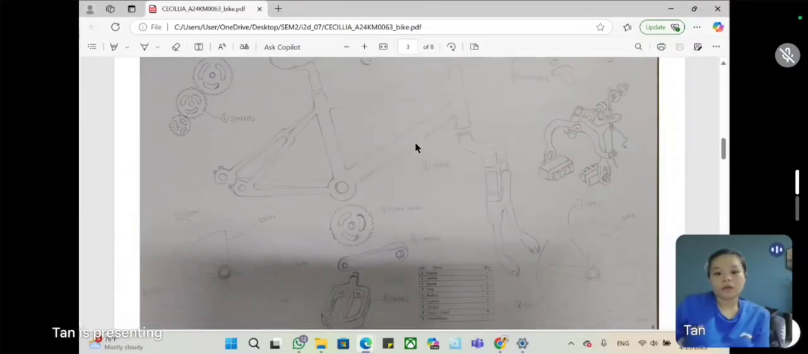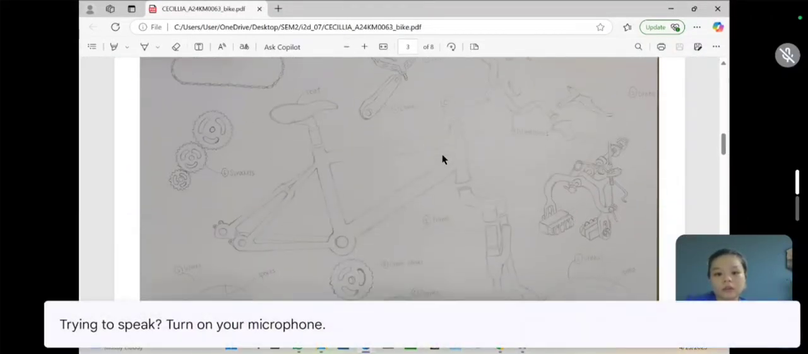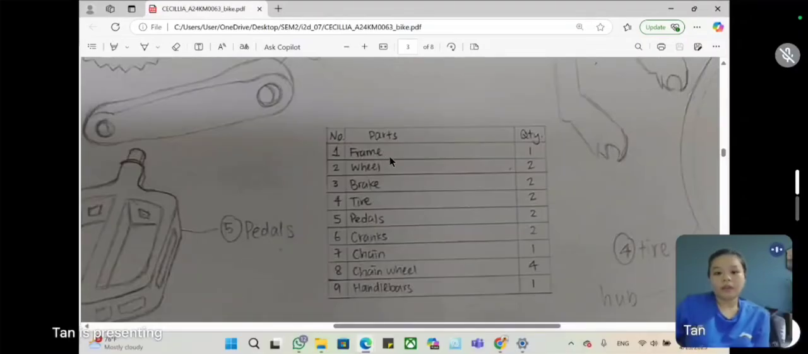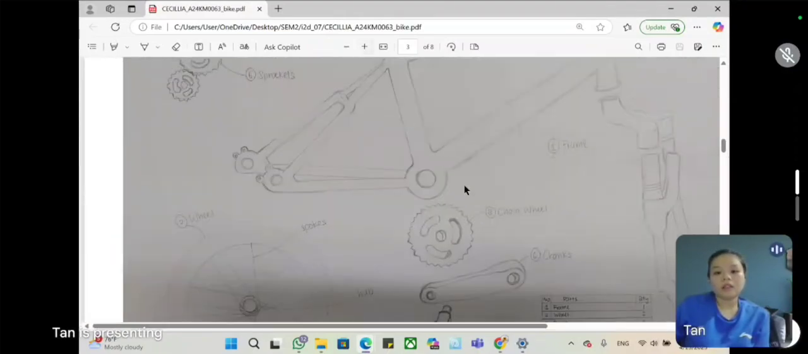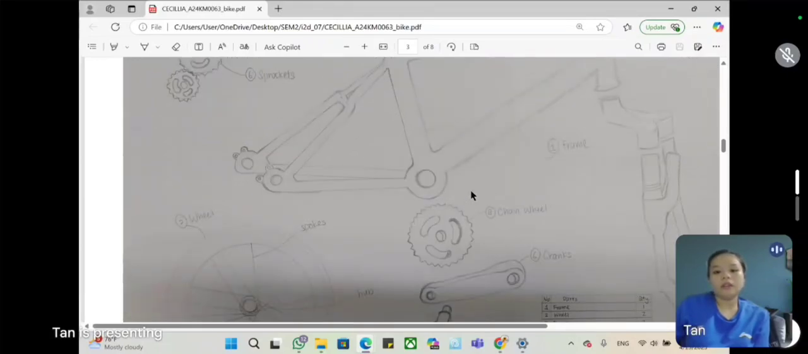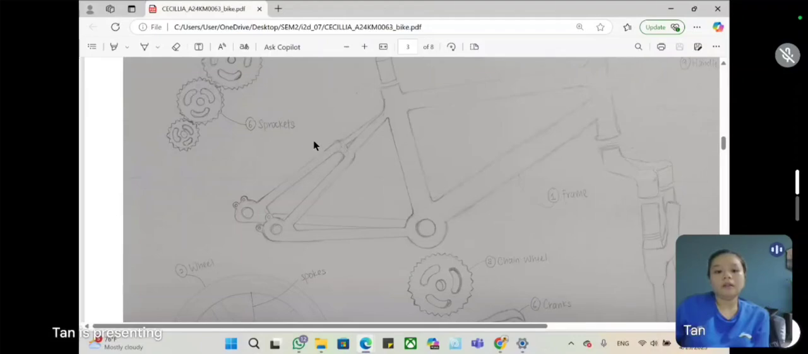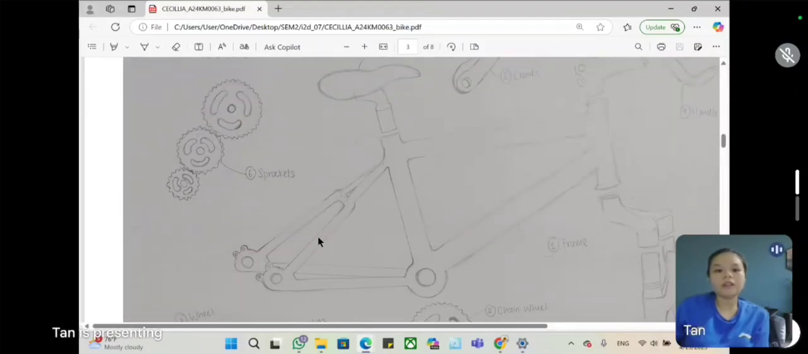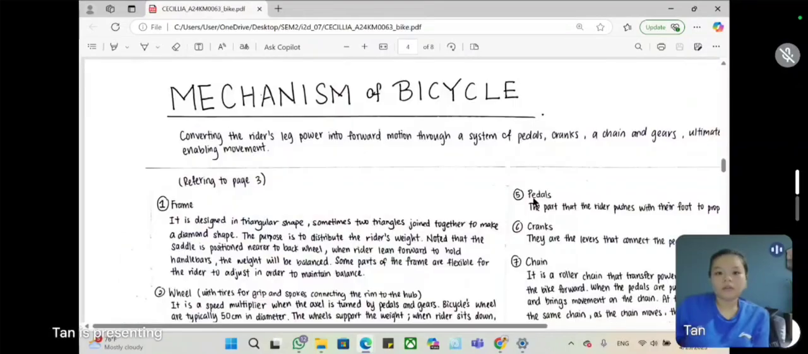So these are the parts of the bicycle. We have a frame, two wheels, two brakes, two tires, two pedals, two cranks, one chain and four chain wheels, with one handlebar. Actually, chain wheels and sprockets are the same. The difference is that the front one is called the chain wheel, and the rear one is called the sprocket. Moving on to the mechanism of the bicycle.